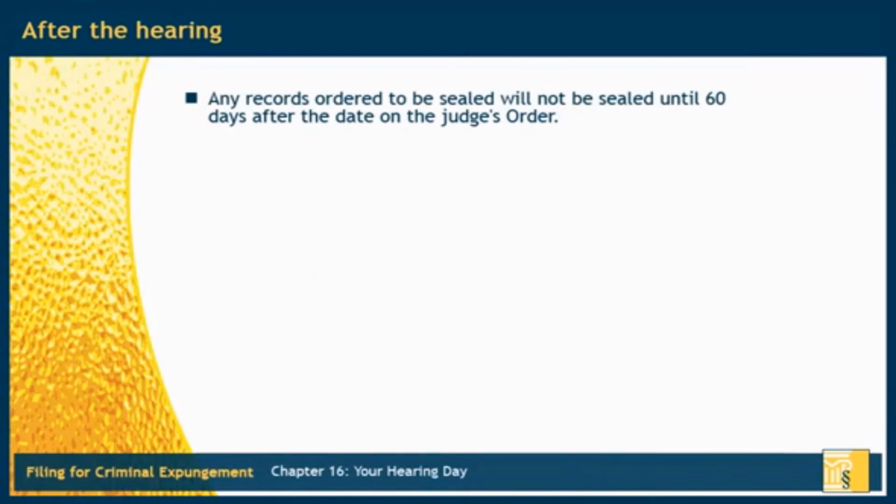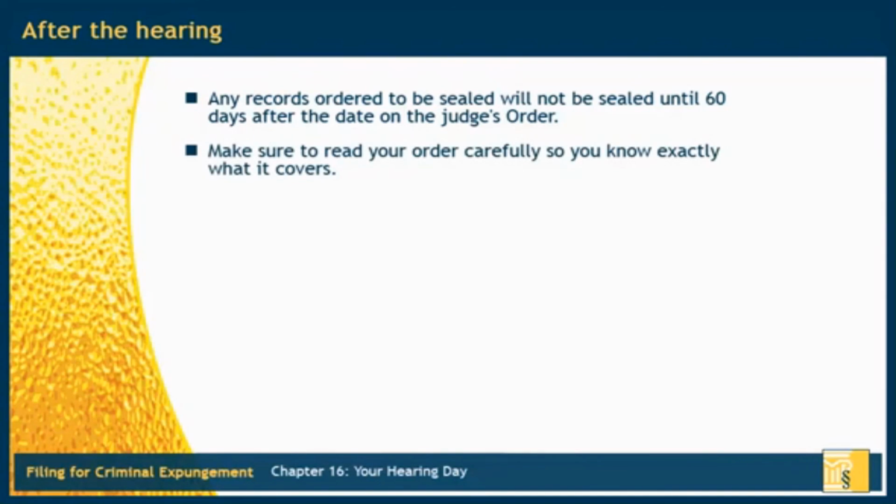If the judge grants your expungement petition, any records ordered to be sealed will not be sealed until 60 days after the date listed on the judge's order. This is because the case is held open for either party to file an appeal. Be aware that the judge could order all records sealed, including records from other agencies, or order only court records to be sealed. The judge could also deny your request.